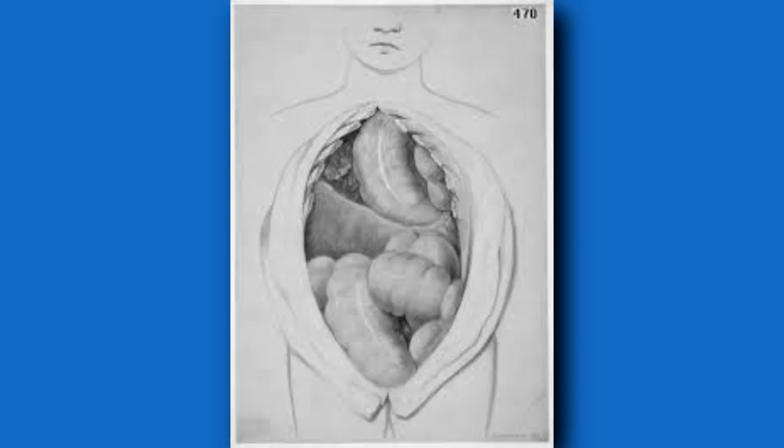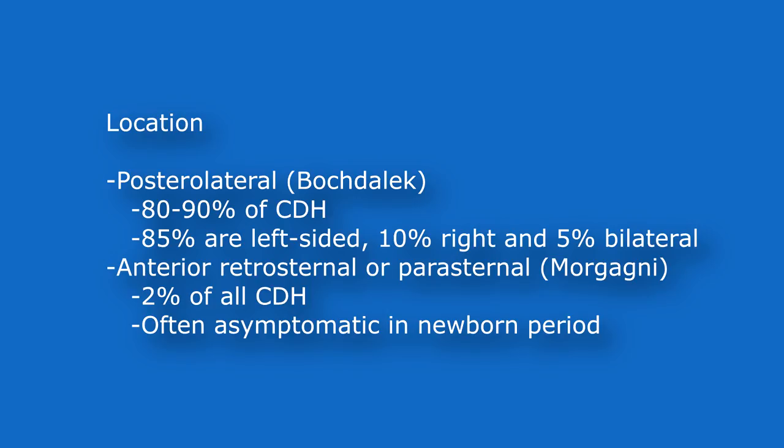Diaphragmatic hernias are usually classified by location, the most common being posterolateral or Bochdalek, which accounts for 80 to 90% of congenital diaphragmatic hernias. 85% of these are left-sided, 10% right, with 5% being bilateral. Then there's the anterior retrosternal or parasternal, which is known as the Morgagni, which is 2% of all congenital diaphragmatic hernias. They are often asymptomatic in the neonatal period and go on to develop symptoms later on.